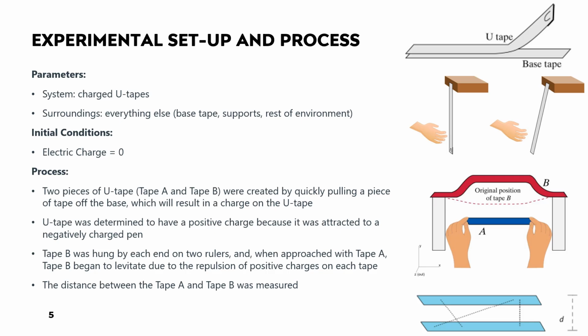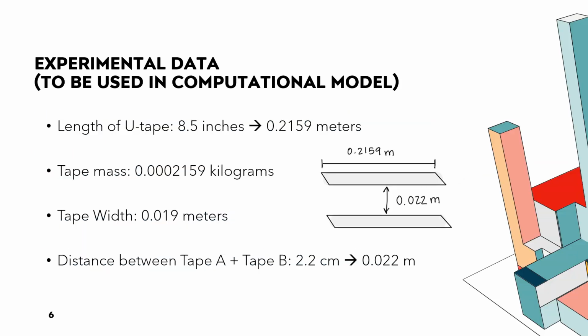The U-tape was determined to have a positive charge because it was attracted to a negatively charged pin. Then tape B was hung by each end on two rulers, and when approached with tape A, tape B began to levitate due to the repulsion of positive charges on each tape. The distance between tape A and tape B was then measured. So here are some measurements that we got from the experiment, and we will use these in the computational model.